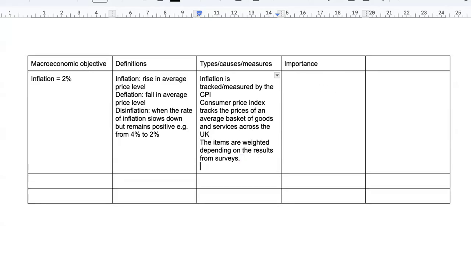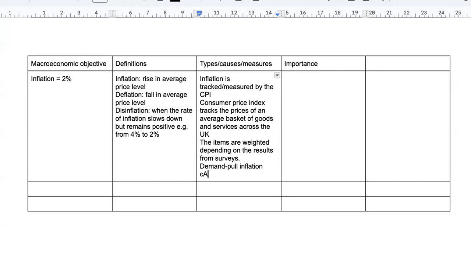There are two types of inflation. One is demand pull inflation, and the other is cost push inflation.